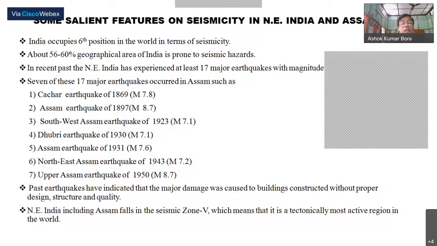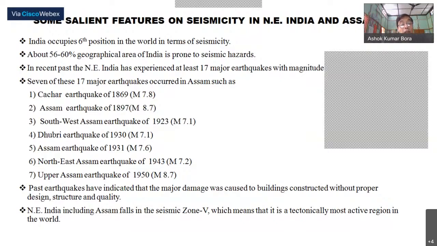In the recent past, Northeast India has experienced at least 17 major earthquakes with magnitudes more than 6 and 7, and out of these 17, 7 earthquakes occurred in Assam: the Cachar earthquake of 1869, Assam earthquake 1897, Southwest Assam earthquake 1923, Dhubri earthquake 1930, Assam earthquake 1931, Northeast Assam earthquake of 1943, and the Upper Assam earthquake of 1950. So these 7 are very high magnitude earthquakes occurring in Assam.